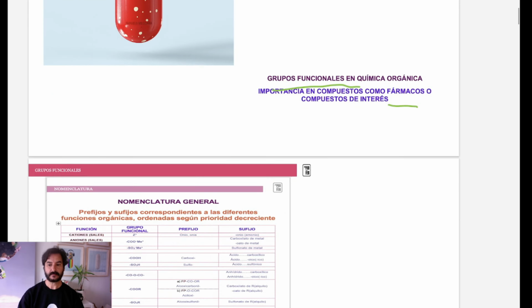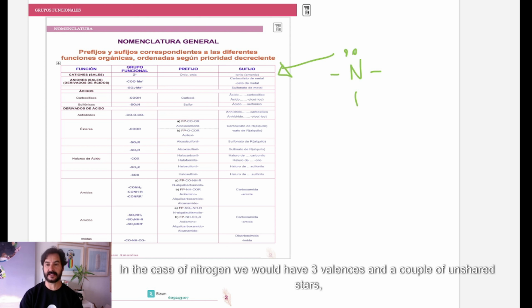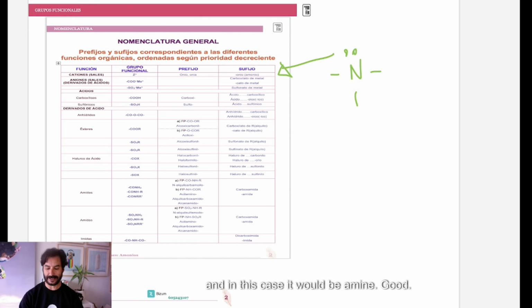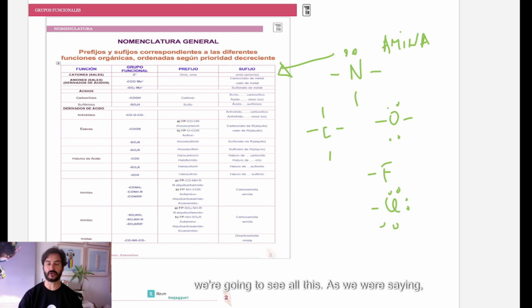Well, let's see. The first compounds that we are going to see, with respect to the functional groups, here you have the priority table. Let's look at the cations, and within the cations, the ammonium. As you know, in organic chemistry, compounds play according to their valencies. In the case of nitrogen, we would have 3 valences and a pair of unshared electrons, and in this case, it would be an amine. Carbon plays with 4 legs, oxygen usually with 2 legs and 2 unshared pairs, halogens with 1 leg and different unshared pairs. Well, we're going to see all this.